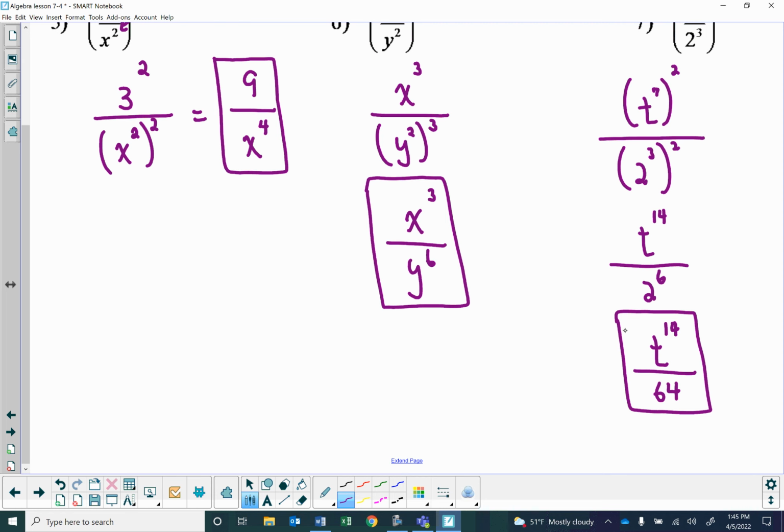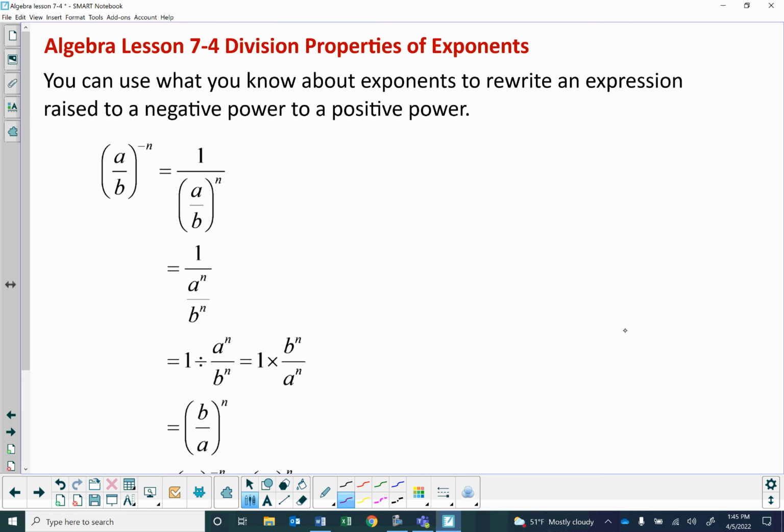Now let's take a look at what happens when we have something and we take it to a negative exponent. If I have a divided by b and I take it to the negative n power, by the very first property of exponents we learned, which is the property of negative exponents, that would become 1 over a over b to the nth power, which when we distribute the n would be 1 over a to the n divided by b to the n. If you remember, this fraction bar right here means division. So basically this is 1 divided by a to the n over b to the n.